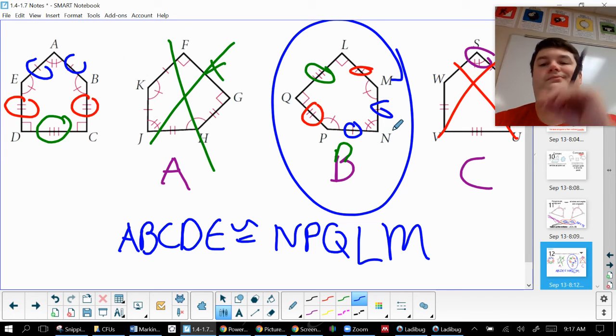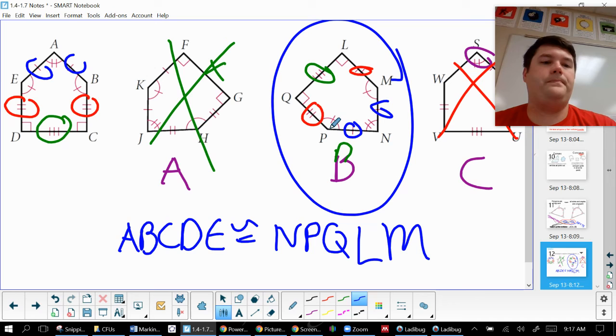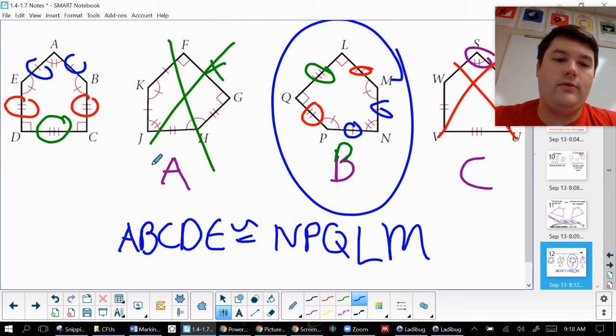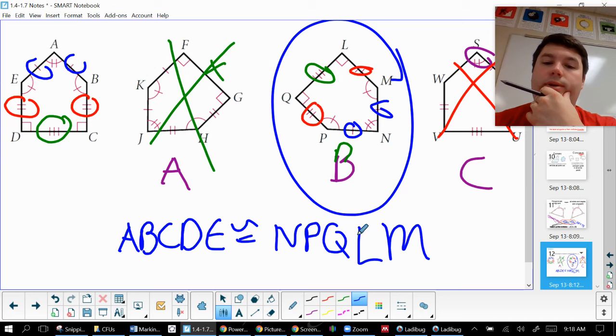Going clockwise, P and B, Q and C, matching them up as we go. If you were to have written ABCDE is congruent to LMNPQ, that's wrong. Those polygons are congruent, but not in that order.